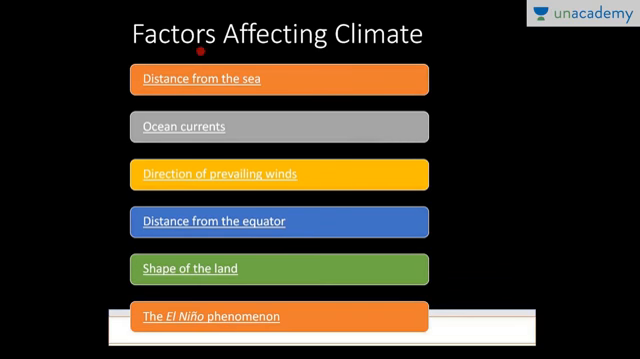Okay. Now, what are the factors affecting the climate? Distance from the sea, ocean currents, direction of prevailing winds, distance from the equator, shape of land, El Nino phenomena, and these are the natural factors. Now, apart from the natural factors, there are anthropogenic factors also that affect the climate. Okay, so let's discuss each in detail.